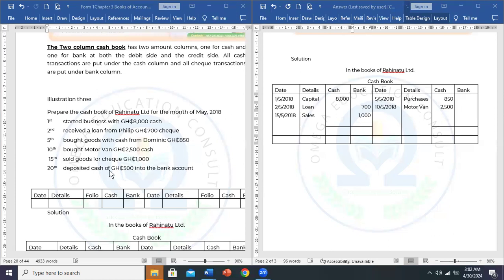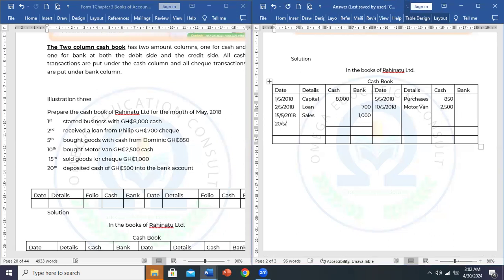Deposited cash into bank. I love the part where Frank said he's going to debit bank, because there's the evidence that bank was receiving some money. But the question is, bank was receiving from who? Cash. So in essence, cash is making payment to bank. Here we have both payment and receipt. Bank is receiving and cash is paying. And if bank is receiving, you debit bank. So let's do the debit first.